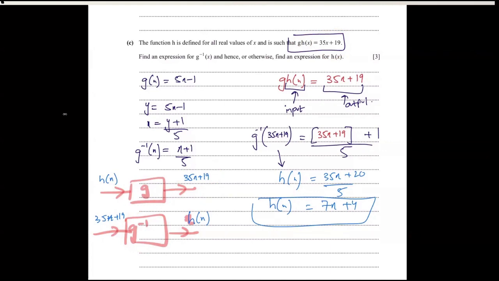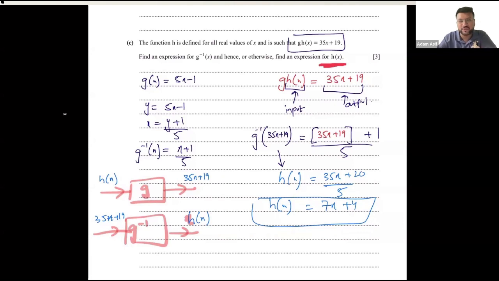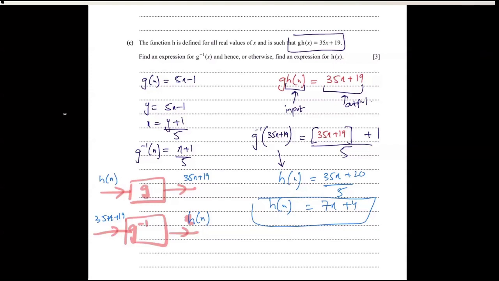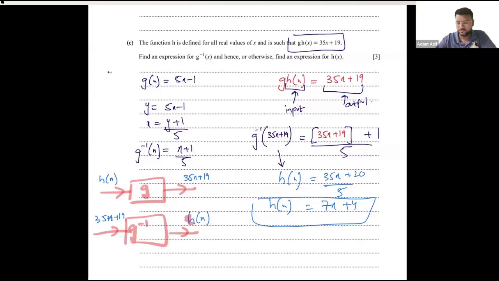ठीक है. अब the question says find h of x. So h of x find करने के लिए मैं g inverse के function में क्या plug in करूंगा? 35x plus 19. So the first part of the question was कि find the g inverse का function, which you did, and hence or otherwise find an expression for h of x. तो g inverse के function में I'm going to insert 35x plus 19. ठीक है. And then the function that I get is h of x. Make sense? Yes sir. राफे क्लियर है ये? Yeah, sir. ओके. अब्दुल्ला इसकी पिक्चर ले ली.